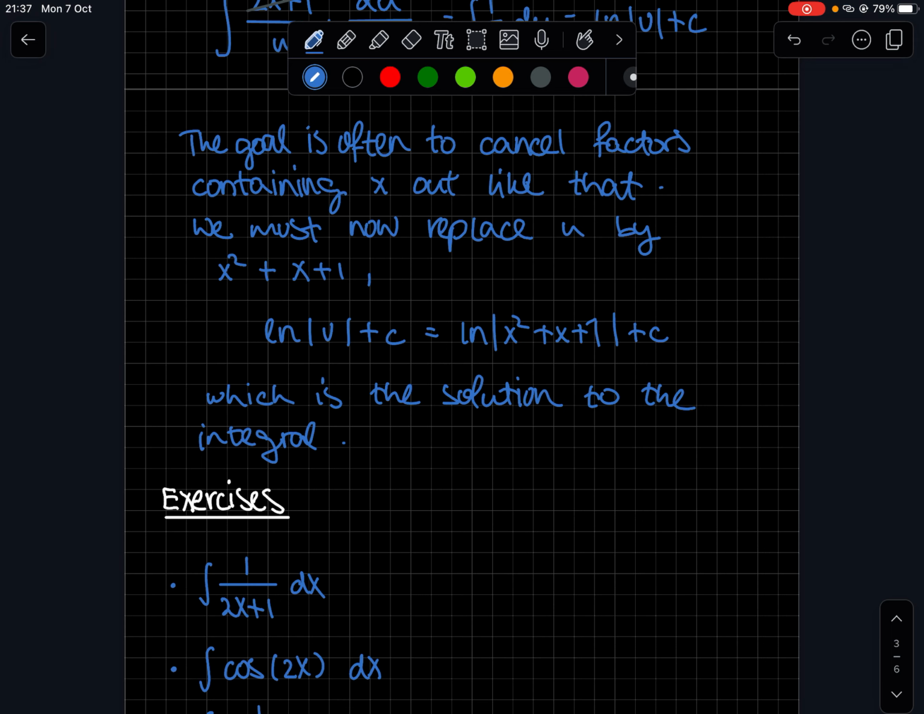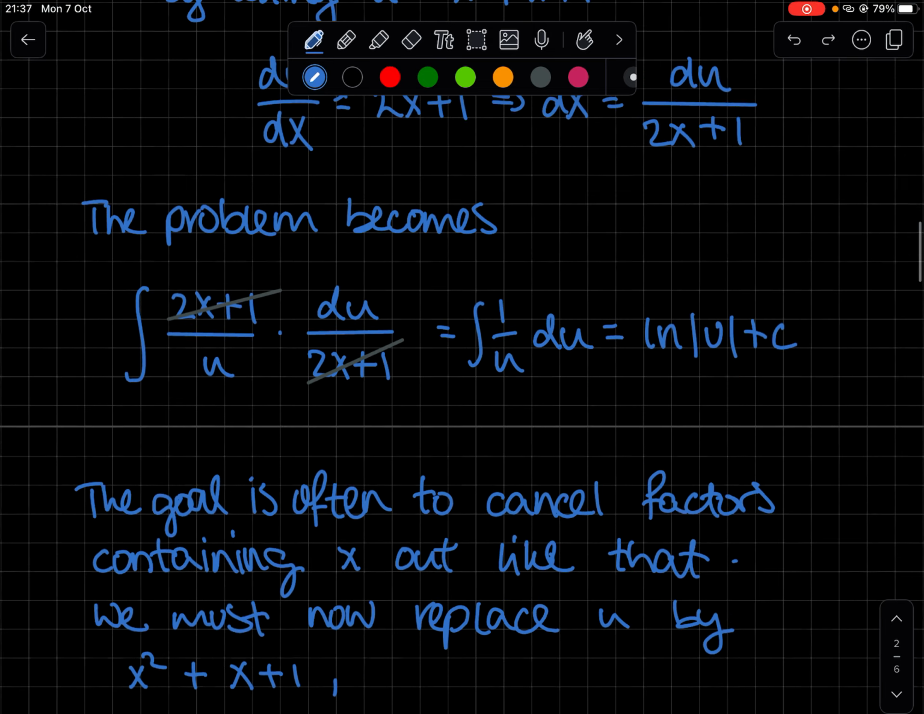So the goal of this video is just to show you what U-substitution is, so that you get a general basic understanding of it, and then you can do practice problems by yourself later on. So the goal is often to cancel factors containing x out, like we have done.